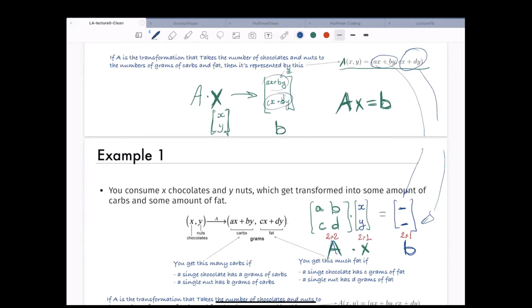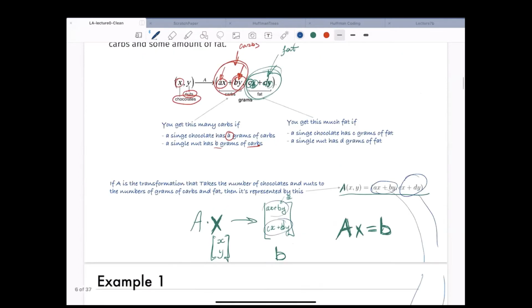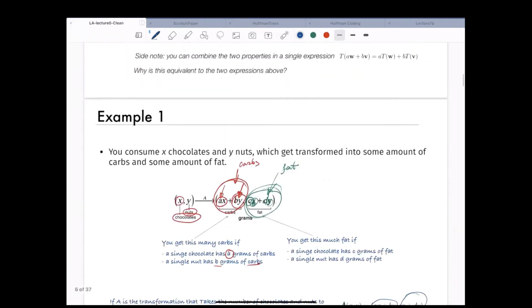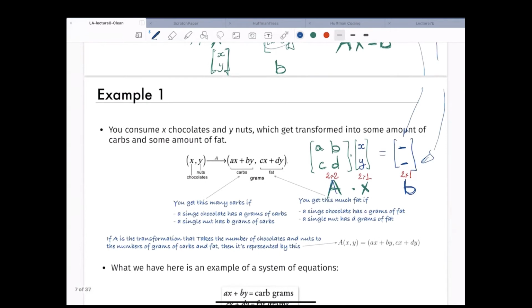Why is it linear? If somebody asked you to check, why is it linear? What would you check? You would check those two properties that we discussed, which would make a good exercise, to check that this transformation is a linear transformation. So what do you check? If you multiply x by 2, let's say, or any other constant c, what comes out on the other side? Does cb come out on the other side? That's what you need to check.